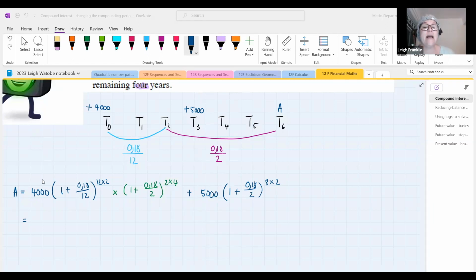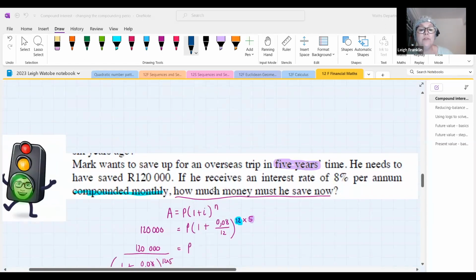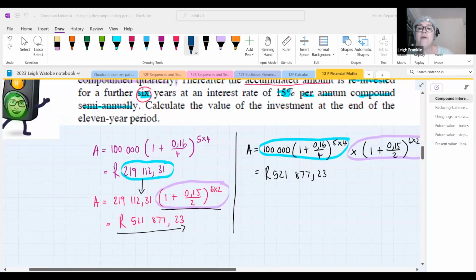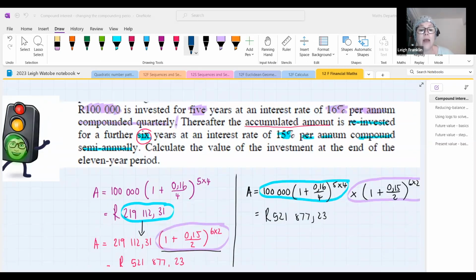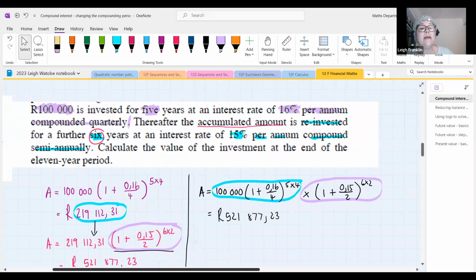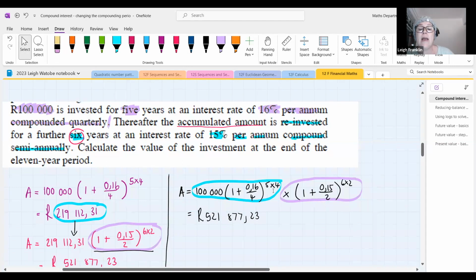Okay, so it's exactly the same as what I was doing over here. Okay, in the black on this side over here. The interest rate, the money stayed in the account. Okay, but the interest rate changed. That's why I multiplied by a new bracket. Does that make sense, Kumo?